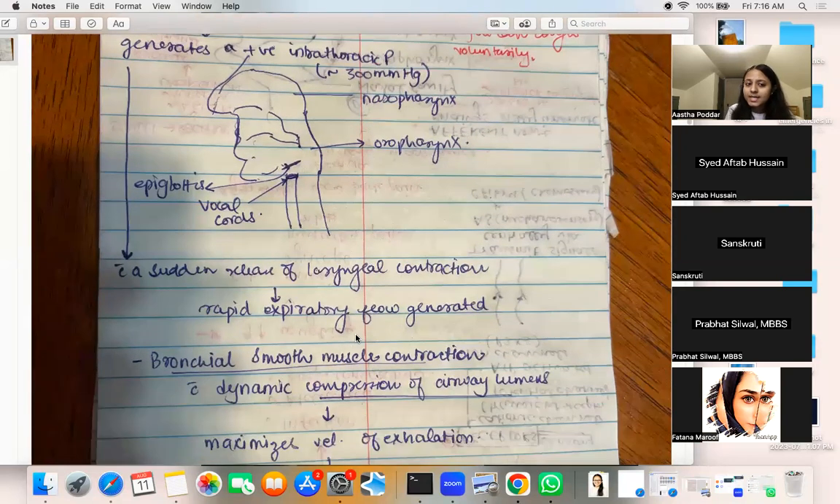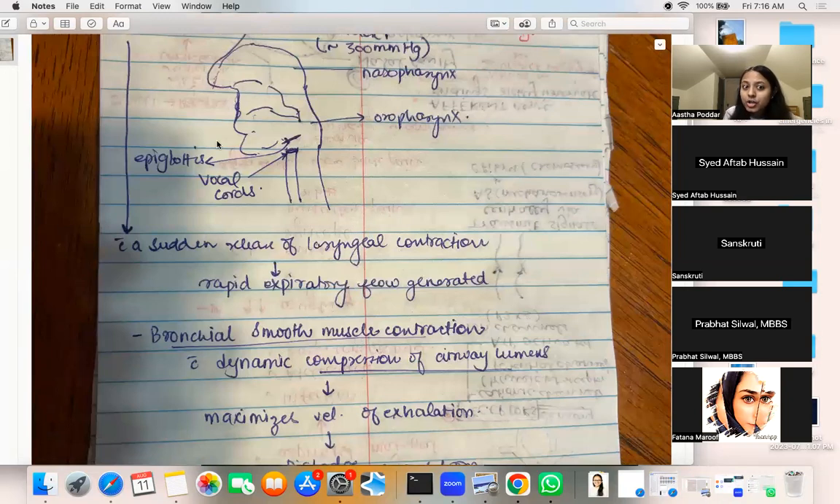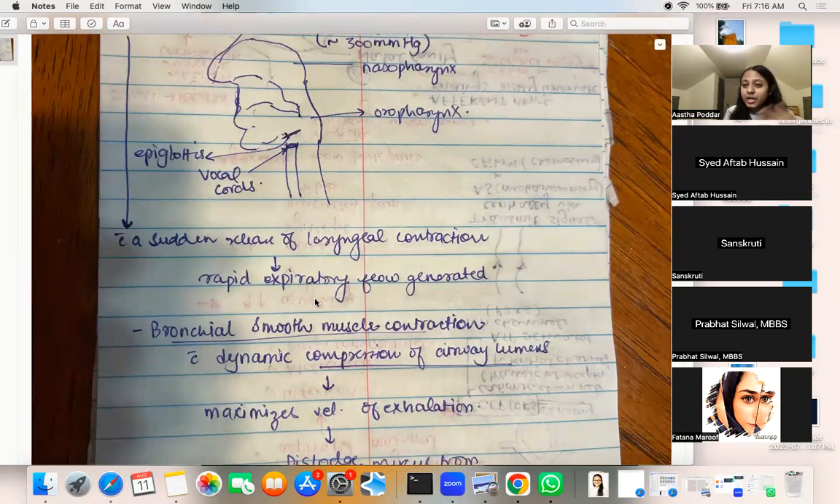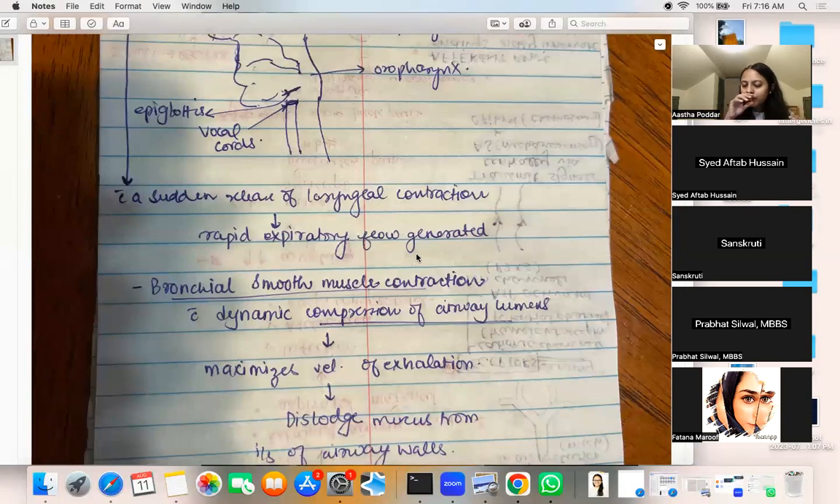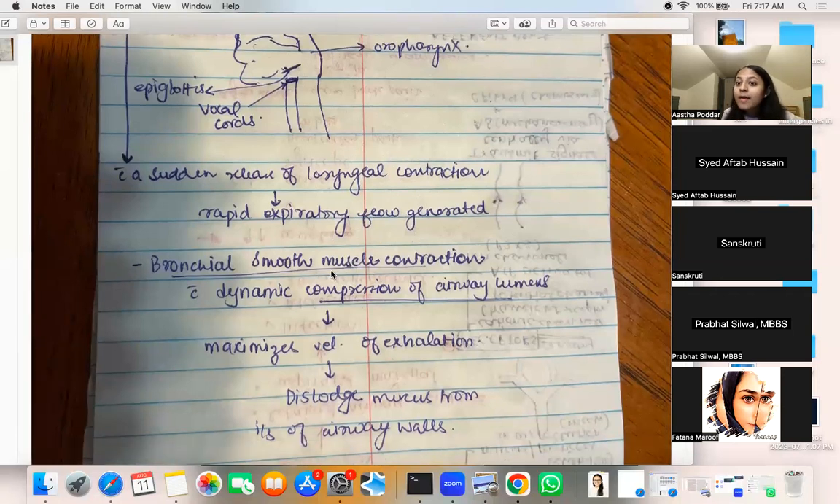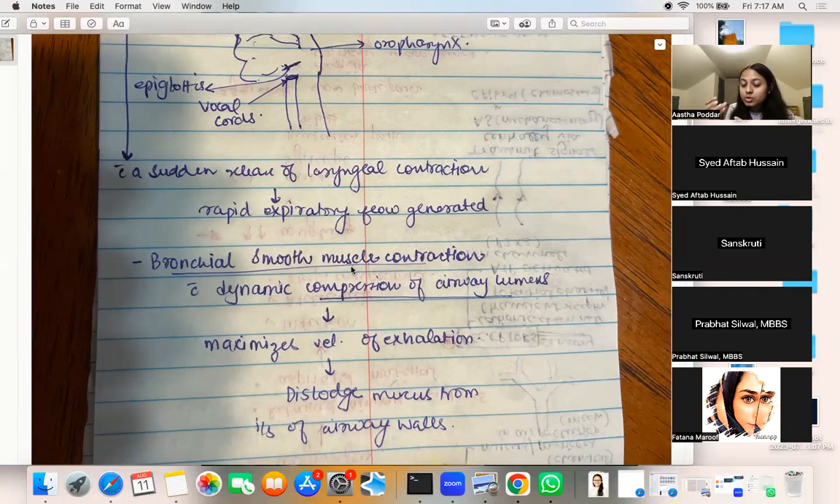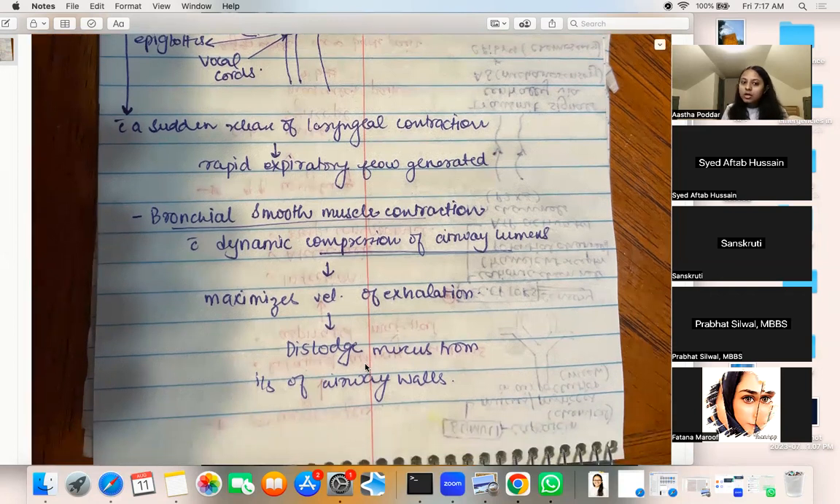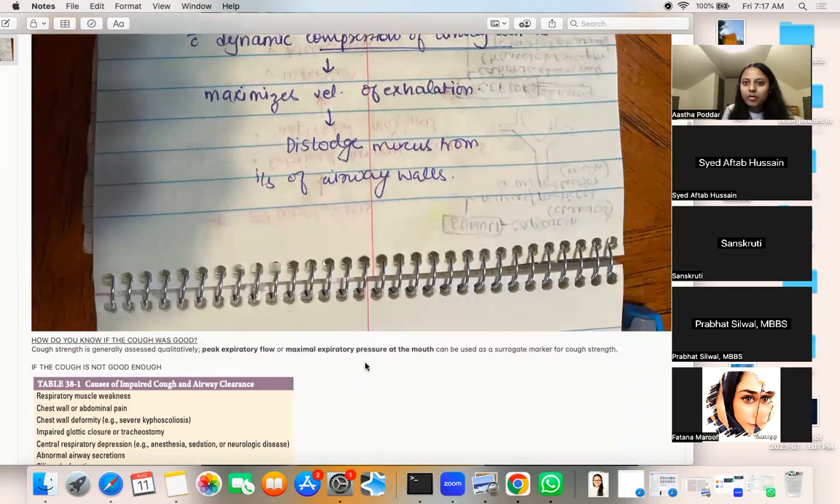So this intrathoracic pressure is generated, and then there is sudden release of these laryngeal contractions, and a rapid expiratory flow is generated. So how is this going to help us? In addition to these, even the bronchial smooth muscles contract, and there's dynamic compression of the airway lumen. So now what is happening is that you are narrowing the lumen inside your airways, and if you do that, the maximum velocity will be generated with which the air will be expelled. That is the velocity of air and the kinetic energy which you require to dislodge that particular mucus which was irritating your airways and led to this cough stimulus. So it maximizes the velocity of exhalation and dislodges the mucus inside the airway walls.